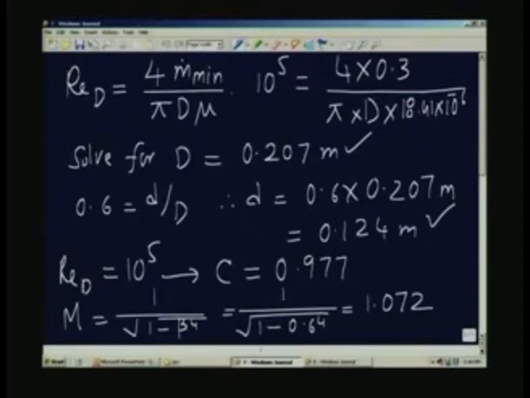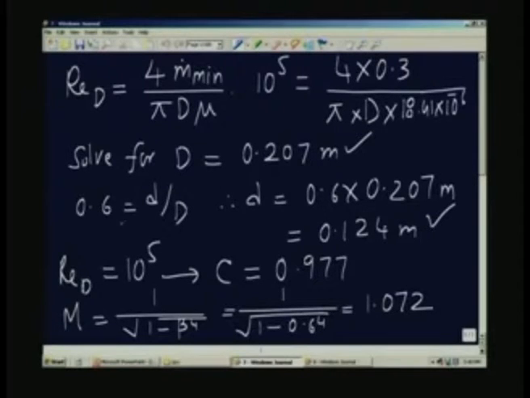So, I will take 10 to the power 5 equal to 4 into the minimum mass flow rate, 0.3, divided by pi, divided by d, which is the diameter to be determined, multiplied by mu, which is 18.4 into 10 to the power minus 6. So, I solve for d and I get a value of 0.207 meters, that is about 20 centimeters, the diameter of the pipe.